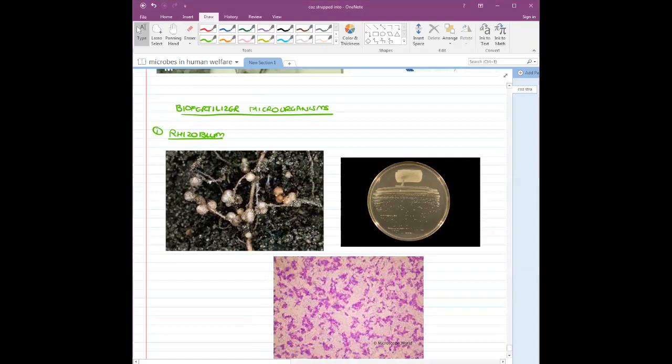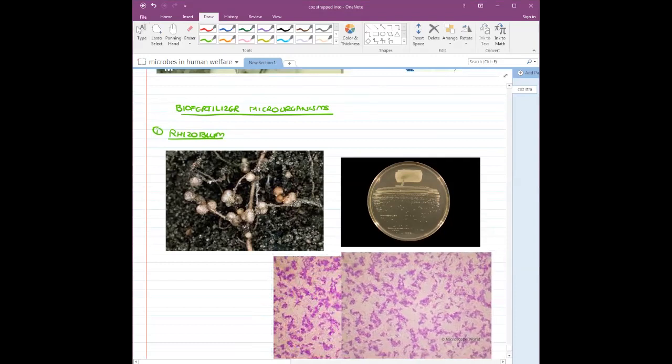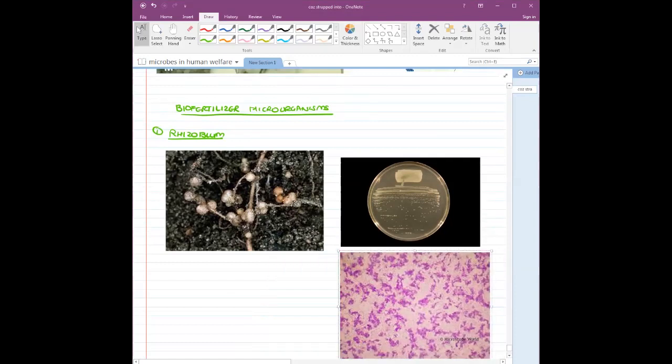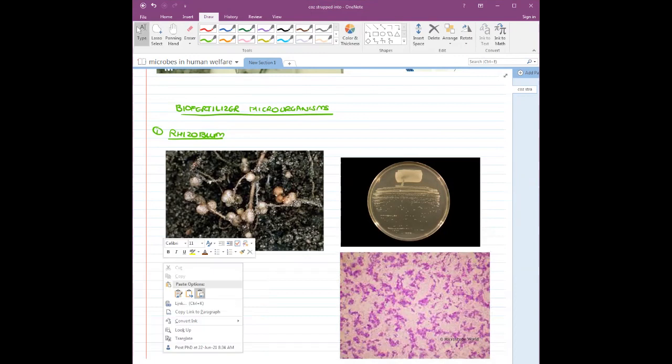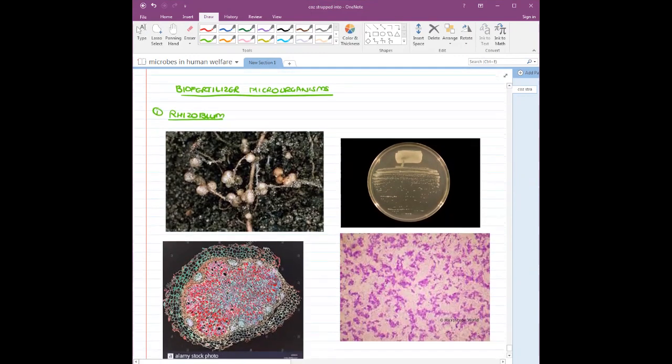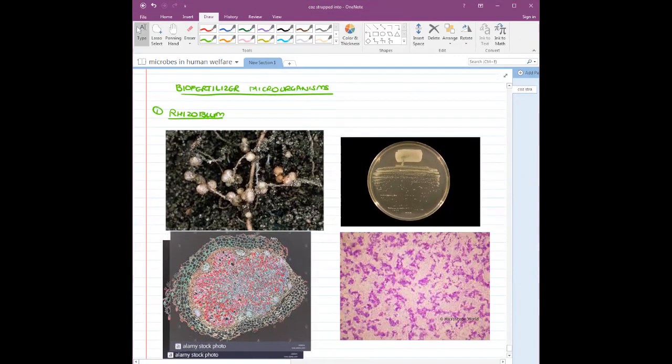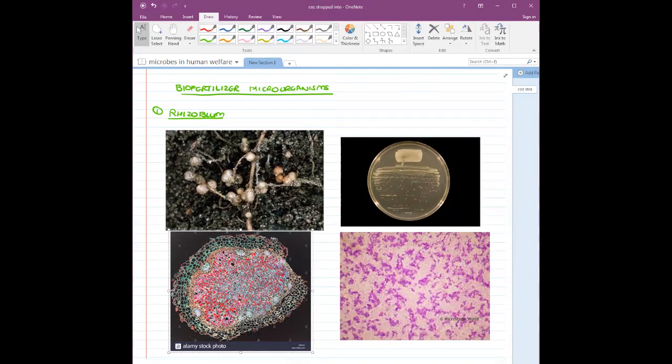See, guys, if we take a section of this root nodule, I had shown you one section earlier as well. This is how it is going to look. The outer one is the root nodule, completely filled, and inside we are going to have the Rhizobium.